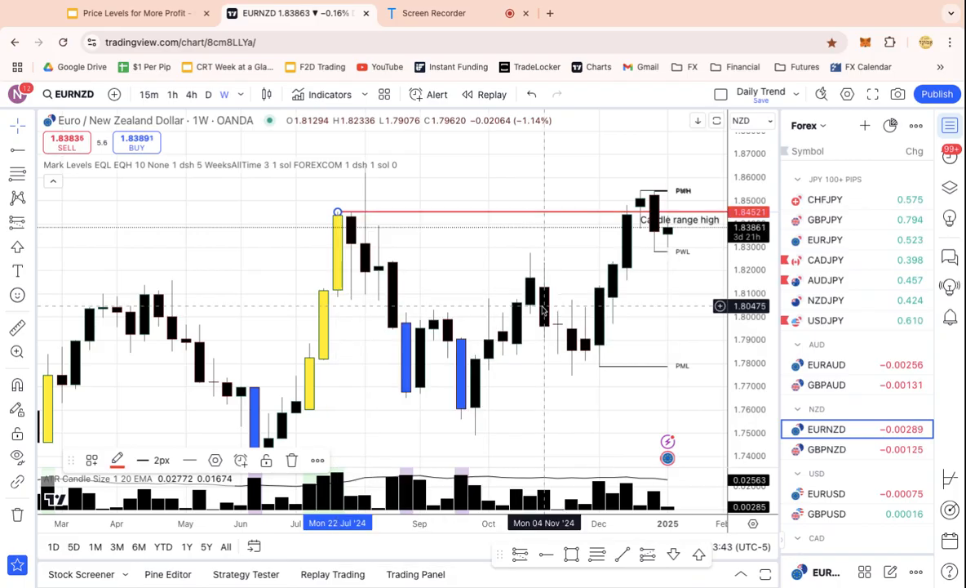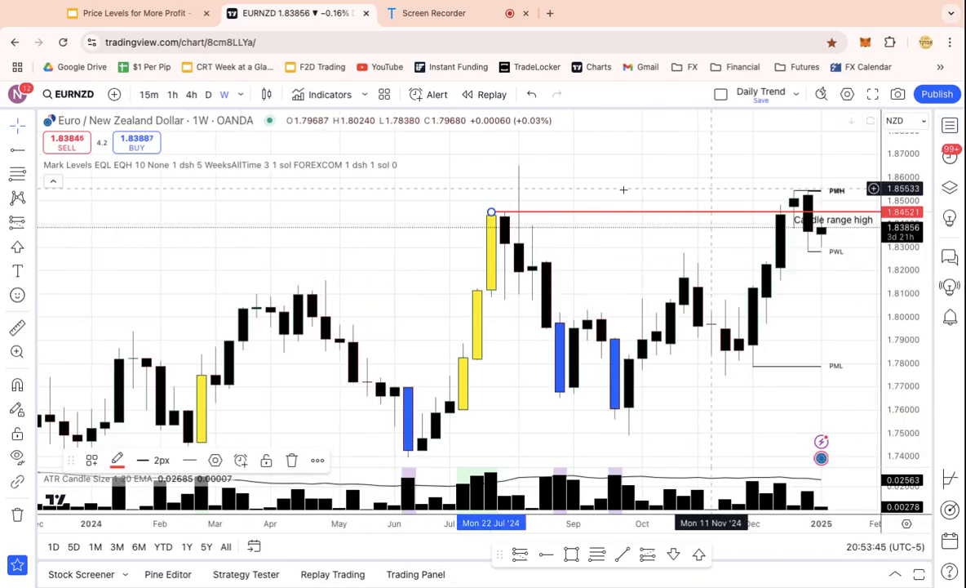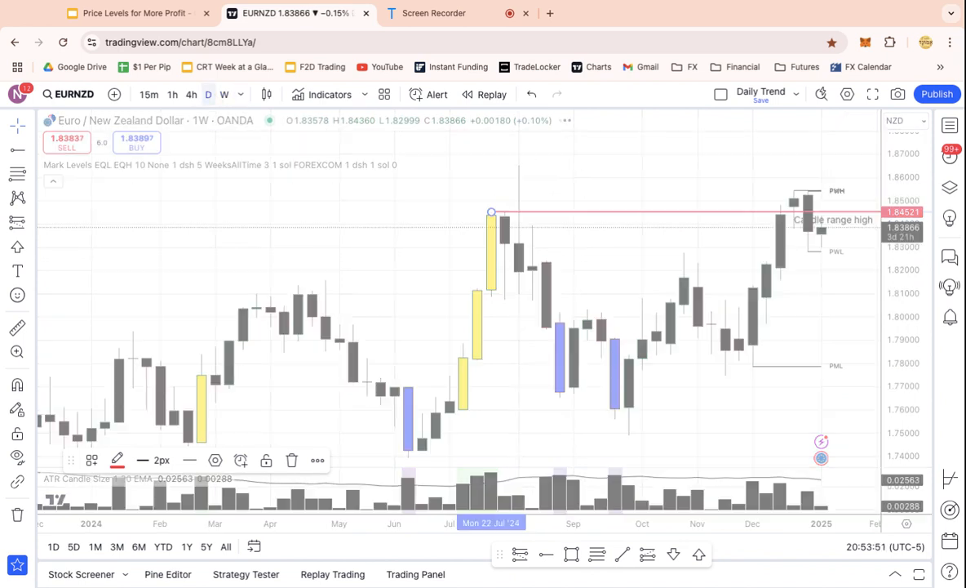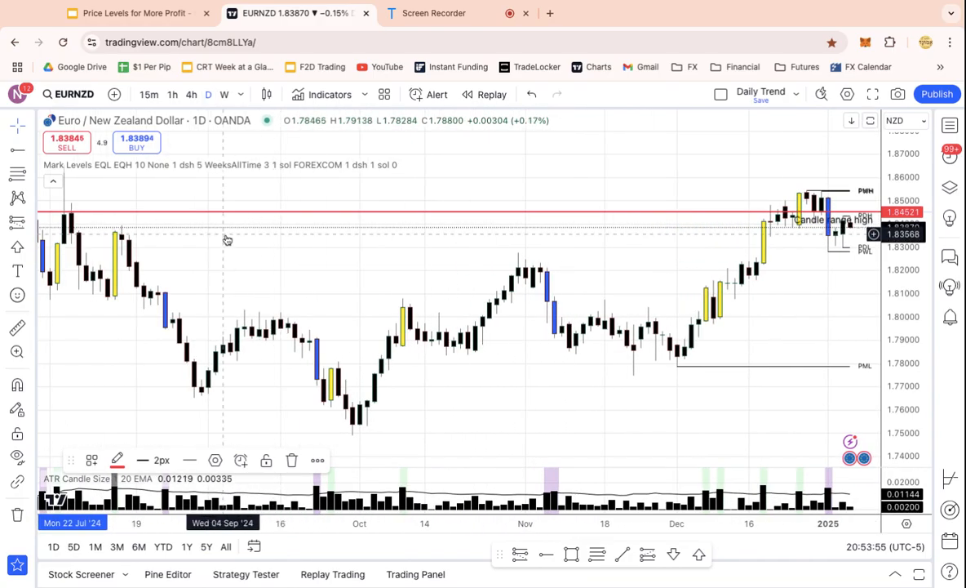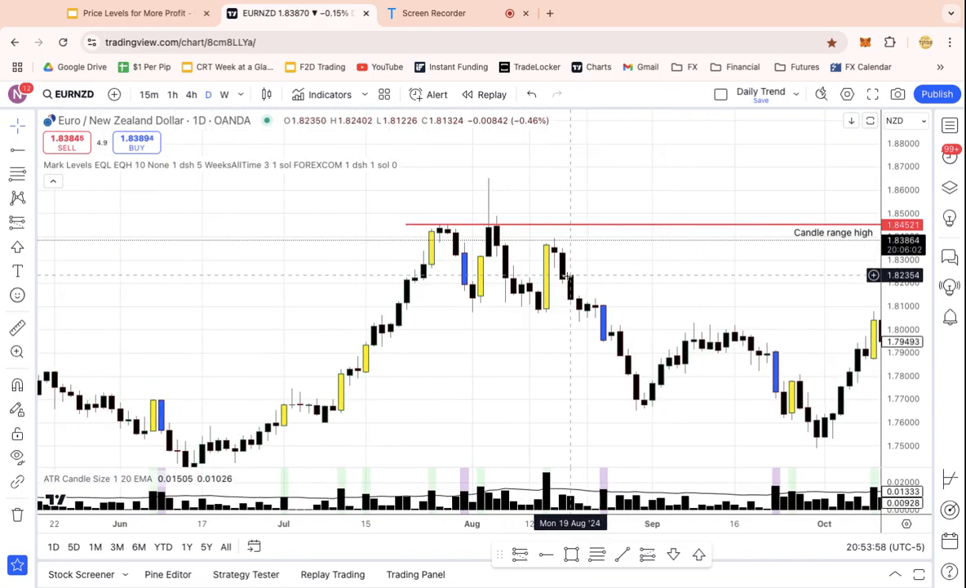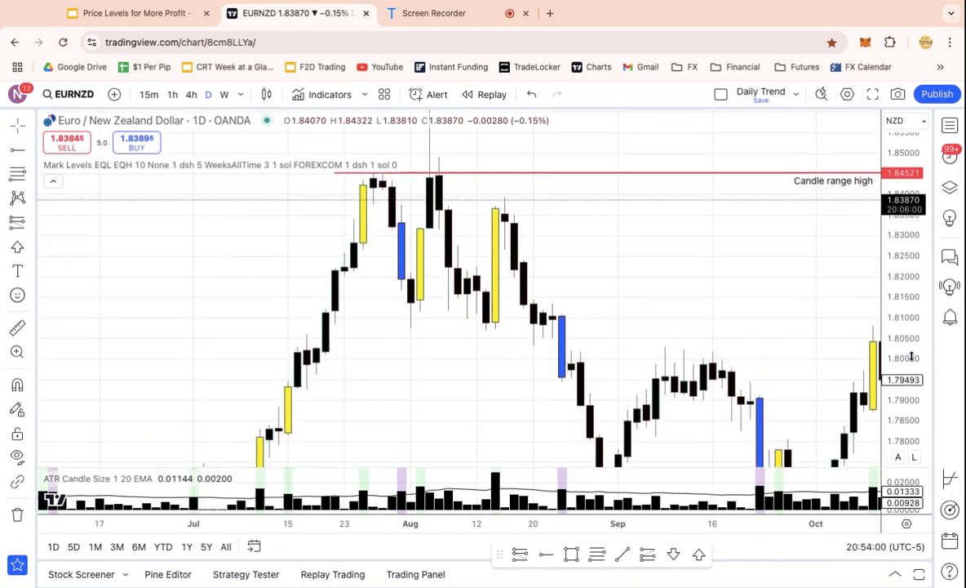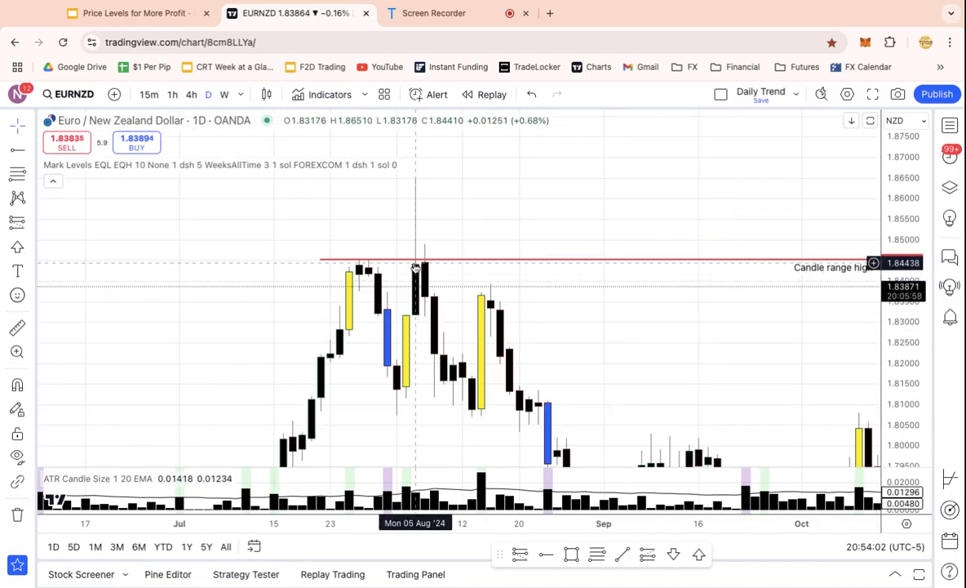Candle range high, right? And then even though there's a clear one right here, we're going to drop down to the daily to see if there's a day that poked above it and then closed below this weekly range here. Go back. And yep, the money candle is this one right here. I'll put an arrow on it to make it real simple to see. This one, okay, goes above, closes below.